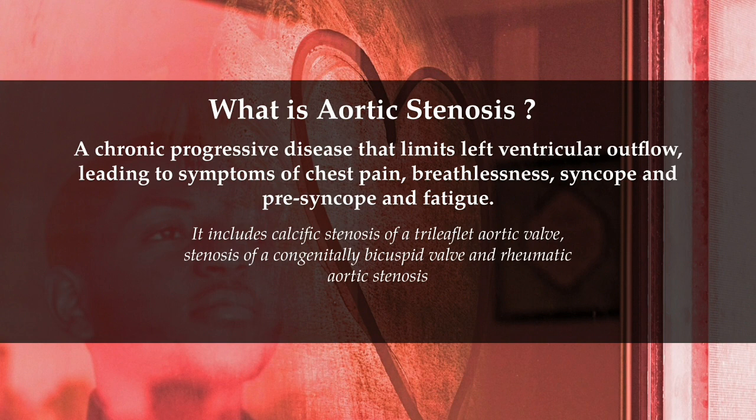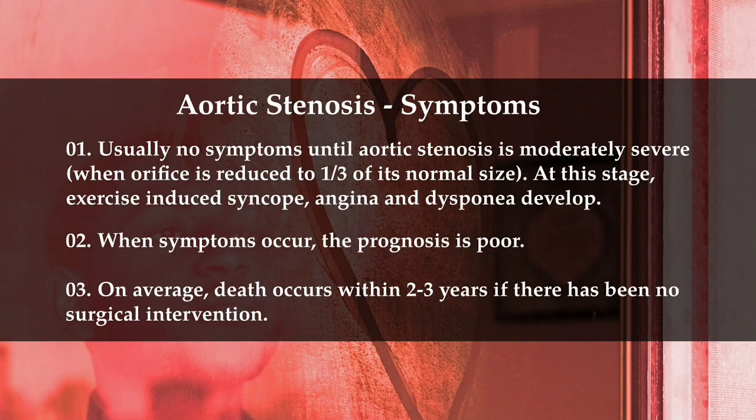Finally, rheumatic aortic stenosis, which is seen in rheumatic heart disease, and the aortic valve is affected in about 30 to 40% of cases. In addition to these causes, aortic stenosis can be seen in chronic kidney disease, Paget's disease of bone, and etc. Let's move on to symptoms of aortic stenosis.